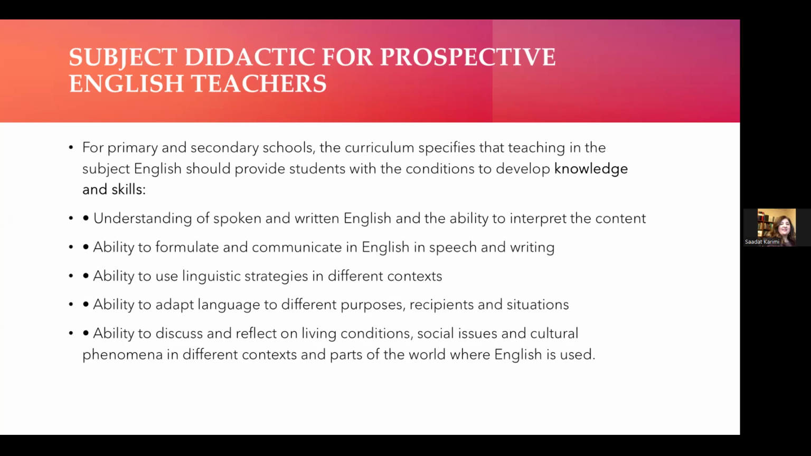For primary and secondary schools, the curriculum specifies that teaching in the subject English should provide students with the conditions to develop knowledge and skills, such as understanding of spoken and written English, and the ability to interpret the content, ability to formulate and communicate in English in speech and writing, ability to use linguistic strategies in different contexts, ability to adapt language to different purposes, recipients and situations, ability to discuss and reflect on living conditions, social issues, and cultural phenomena in different contexts and parts of the world where English is used.